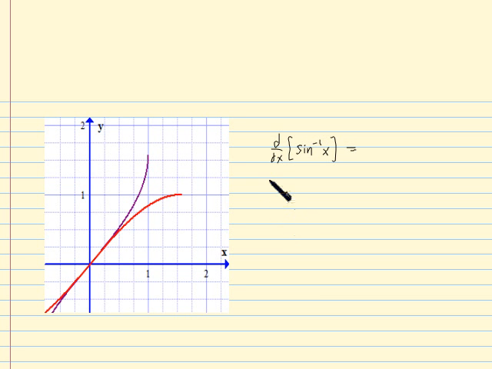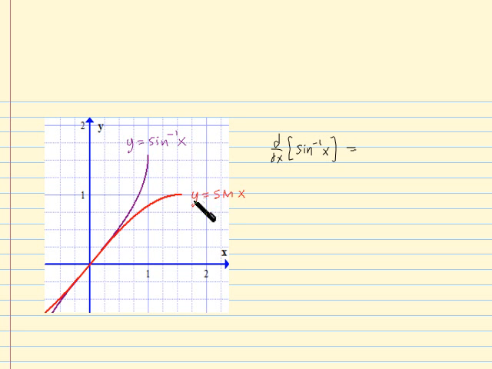Okay, so the question here is, what is the derivative of the inverse sine? Notice over here we have the graph of both the sine function, shown here in red, and I've only graphed it up to pi over 2. And in purple we have the graph of the inverse sine.